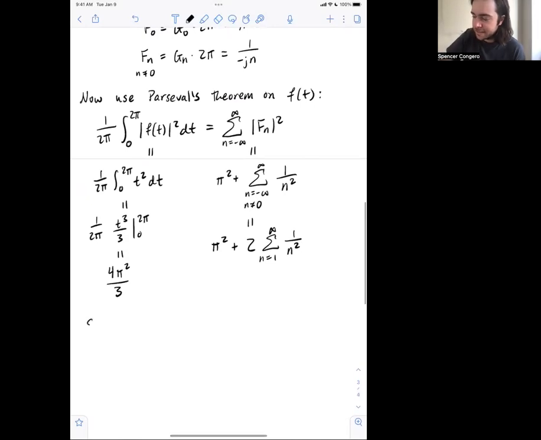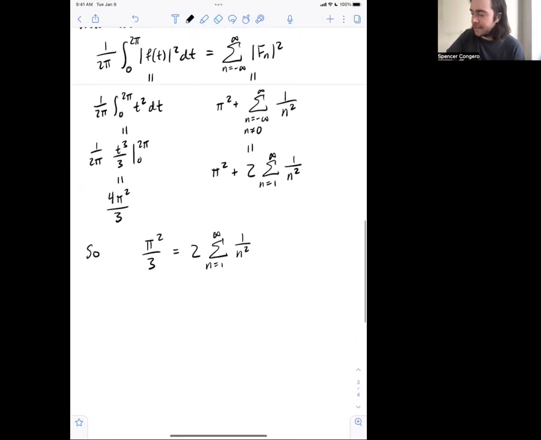All right, so what does that tell us? That tells us that if I subtract this pi squared from the left side, because if we follow this equals all the way around, we get this equals this. So let's subtract pi squared from both sides, and we'll get pi squared over 3, right? 4/3 minus 1 is 1/3, equals 2 times this sum, n equals 1 to infinity of 1 over n squared. And that implies actually a really famous result, believe it or not. That if I have the sum from n equals 1 to infinity of 1 over n squared, I actually get pi squared over 6.